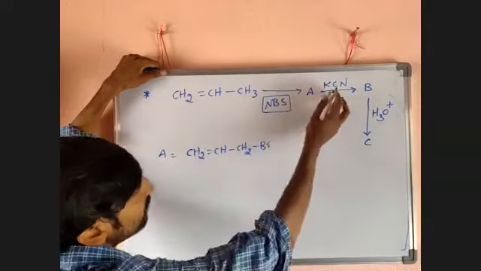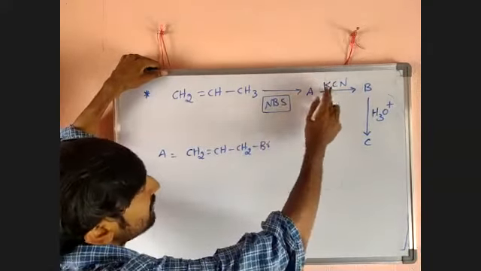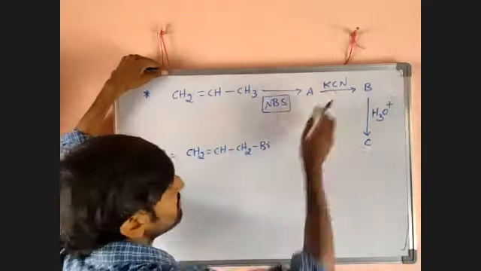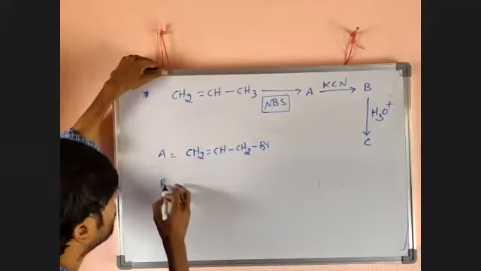Okay, then after that, what is the reaction with KCN? K will get that Br and be eliminated in the form of KBr, and CN gets attached there. Then B equal to what?